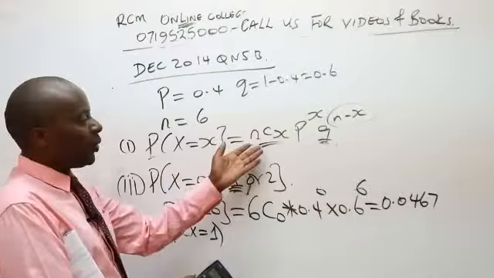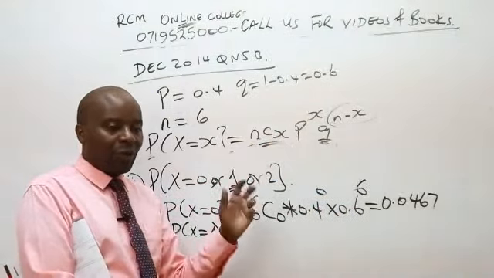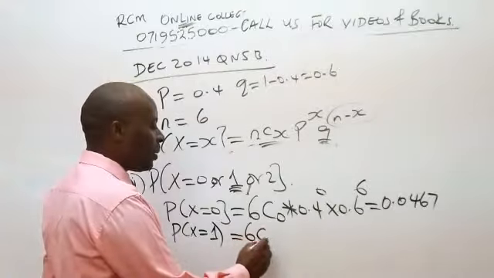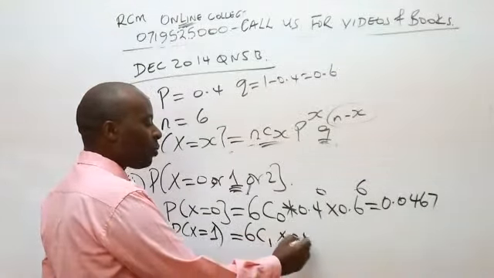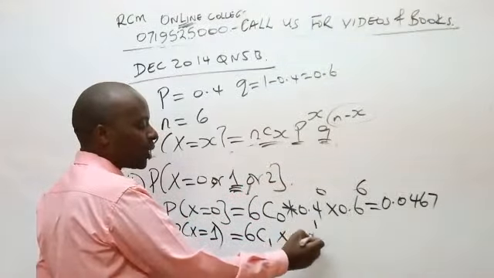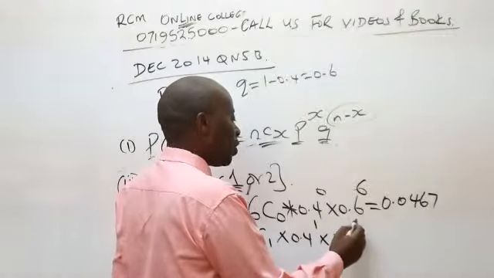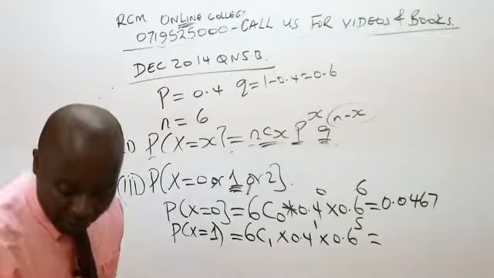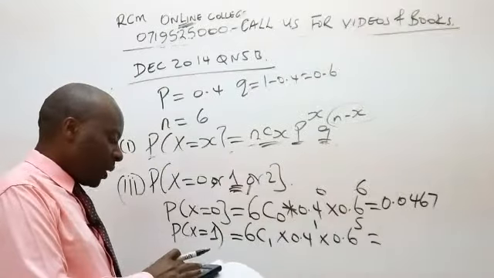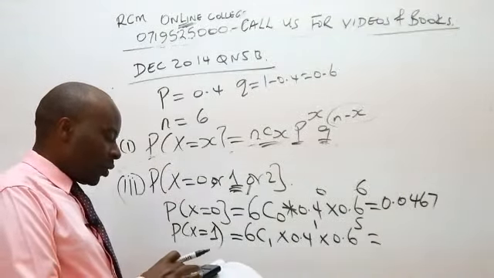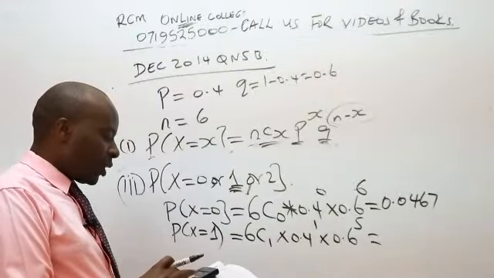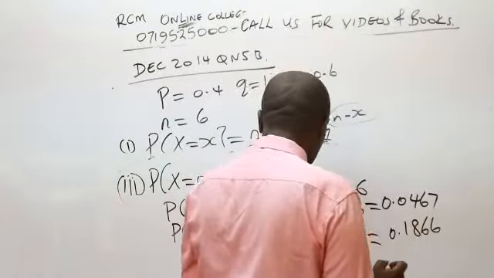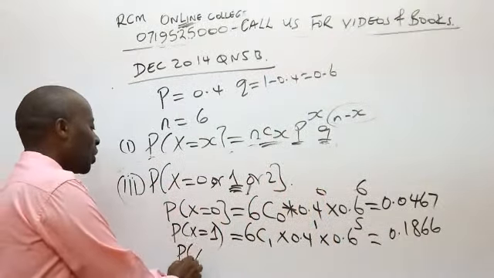Now from there we have probability of X equals 1. I can simply pick the one that we obtained earlier and plug it in, but because we are not fighting against anybody's time, I can write it out. So we have 6 combinations 1 times 0.4 raised to X, which is 1, times 0.6 raised to power 5, because the two powers added together will always give us 6. So get out your calculator again: 6 combinations 1 times 0.4 raised to 1 times 0.6 raised to 5, which at the end of the day gives me 0.1866.